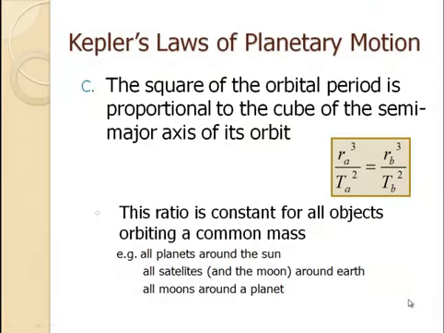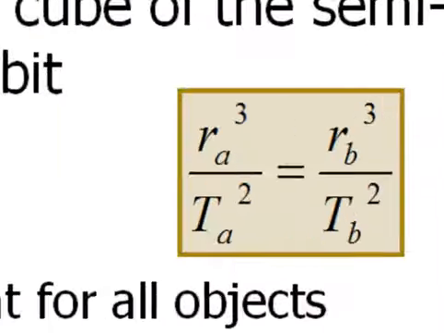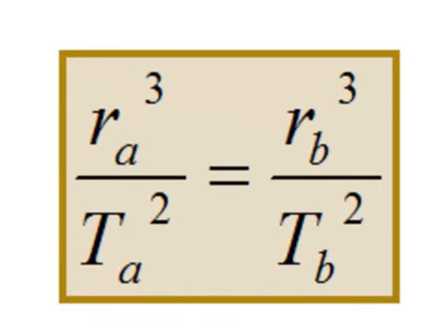This can be summarized in the proportion r cubed over t squared for one object is equal to r cubed over t squared for some other object. I like to remember this with the mnemonic Rubik's Cube over time squared. Kind of cheesy, but it helps me remember which one is cubed and which one is squared.